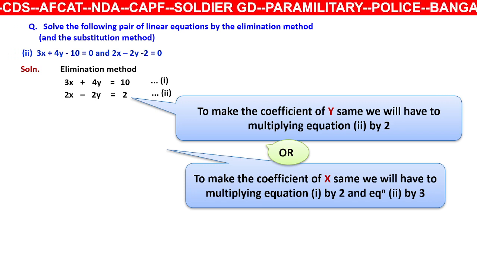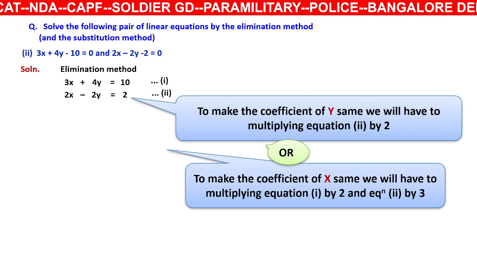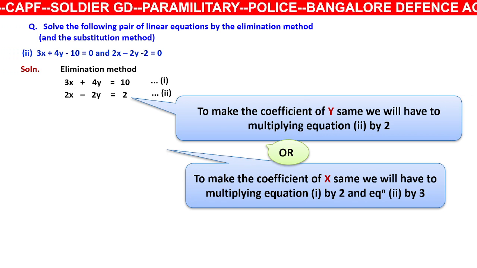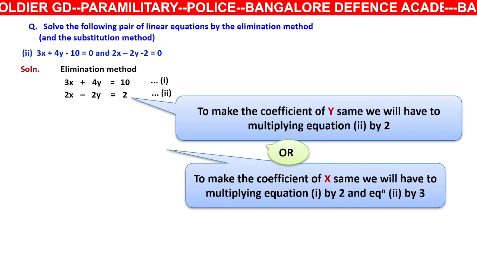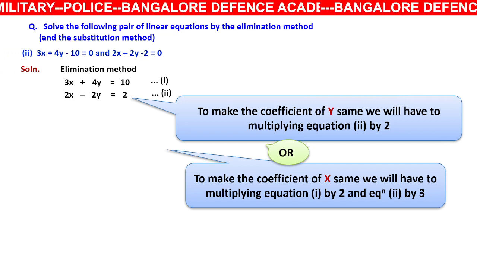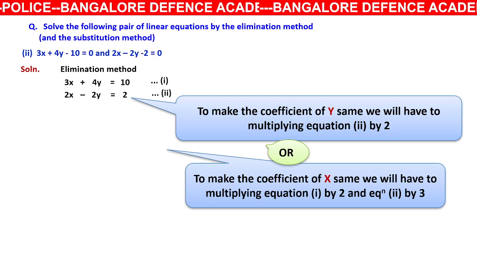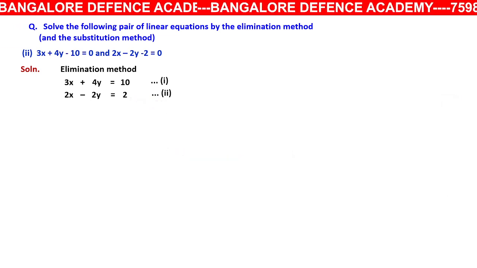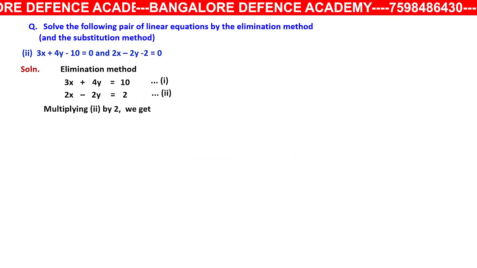Or you can do it the other way round, that is, to make the coefficient of y same, we will have to multiply equation 2 by 2. So only considering equation 2, I can just multiply by 2 and I get the coefficient of y as equal. So whichever is easy, you can try that. Now look at this here.